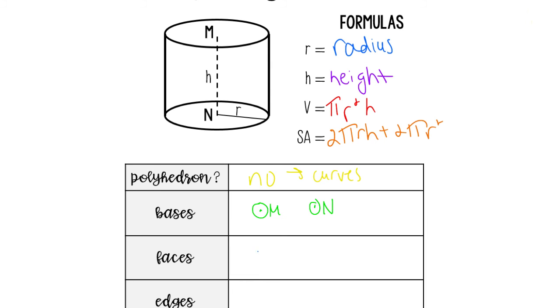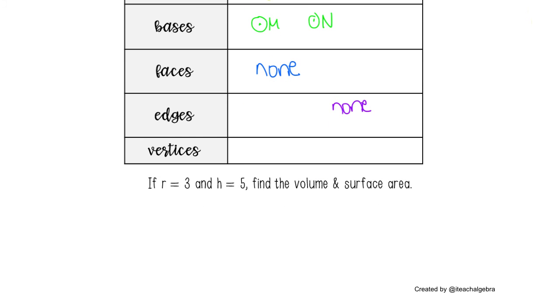Faces, we have none because there are no flat sides. Everything is all curvy. Edges, none. Everything's curvy. Vertices, this one is different. There are none.